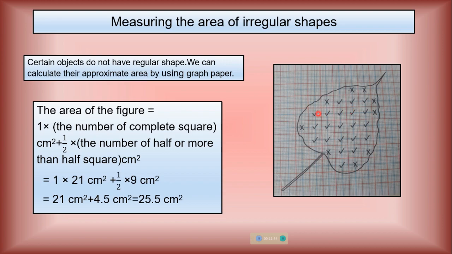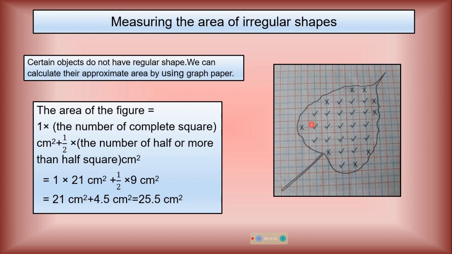The procedure is: place the leaf on the graph paper and trace its outline. Count the number of complete squares within the outline. Here we have shown these complete squares by this tick mark. Also count the number of incomplete squares that are half or more than half. We will not count these squares here as they are less than half, and put the numbers in this formula. The area of the figure is equal to 1 multiplied by the number of complete squares, unit is centimeter square, plus half multiplied by the number of half or more than half squares.